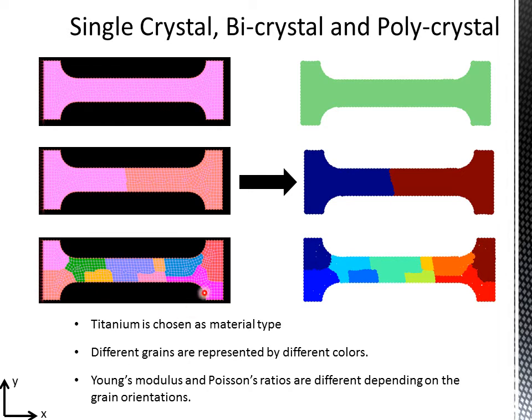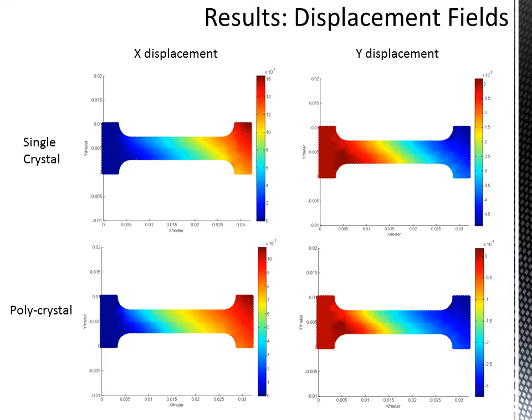The left three images are generated from the Mark solver, and the right three images are plotted in MATLAB. Here are direct solutions from MATLAB. We observe little difference between single crystal and polycrystal displacement fields. For X displacement, we both observe an increasing trend from left to right, and X displacement reaches maximum at the right end. For Y displacement, we both observe a negative shift on the right end.